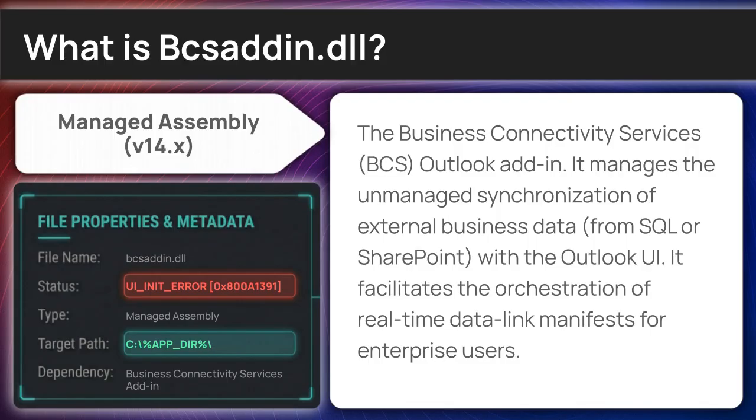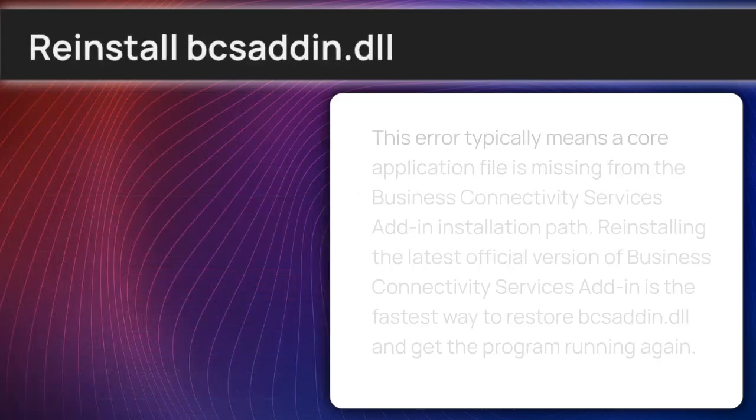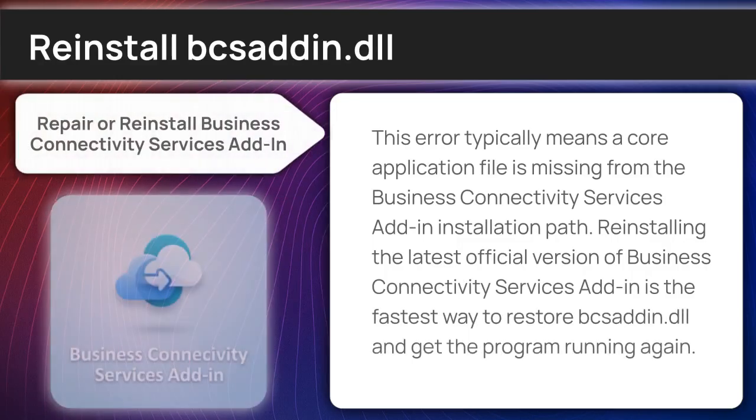Now that you have the context, let's move into the repair process with a fresh installation. This error typically means a core application file is missing from the Business Connectivity Services add-in installation path. Reinstalling the latest official version of Business Connectivity Services add-in is the fastest way to restore Bcsaddin Library DLL and get the program running again.